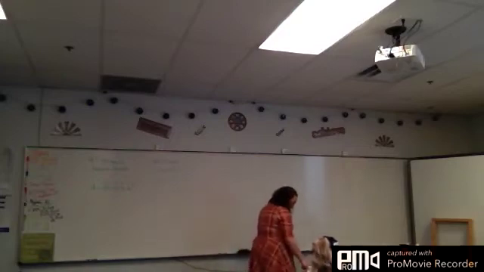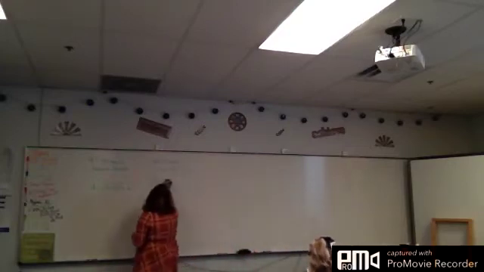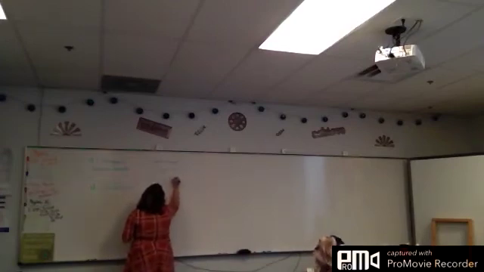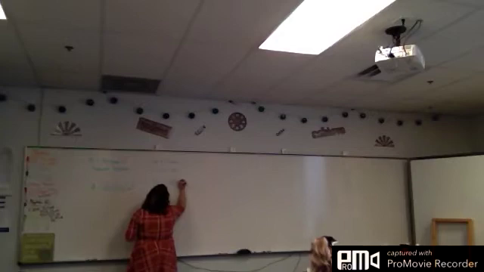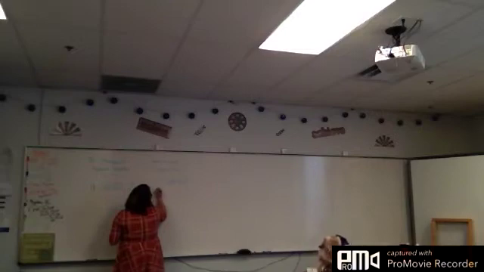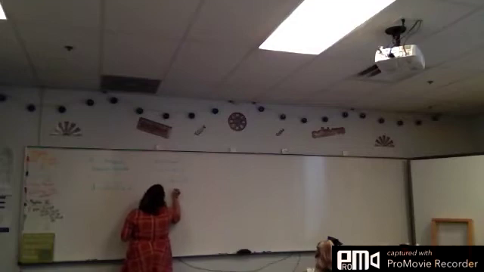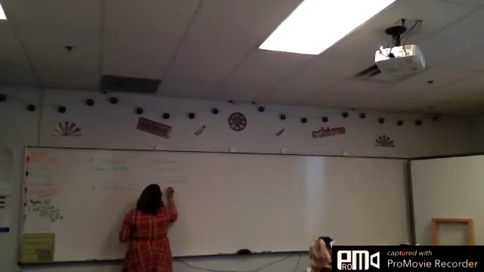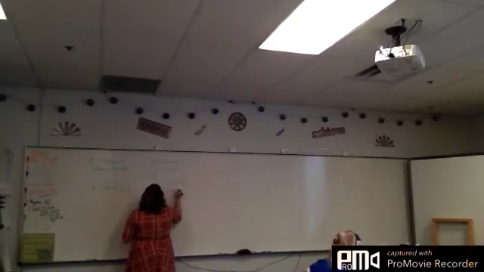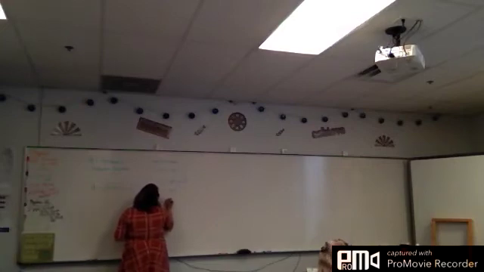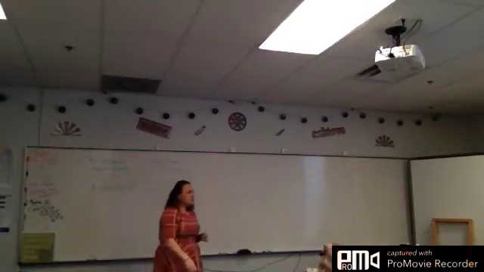It'd be d equals the square root of x1, so -3 minus 4 squared plus 5 minus -1 squared. -3 minus 4 is -7, so -7 squared, right? And 5 minus -1 gives me positive 6 squared. What is -7 squared? 49. And what is 6 squared? 36. Okay, what's 49 plus 36?